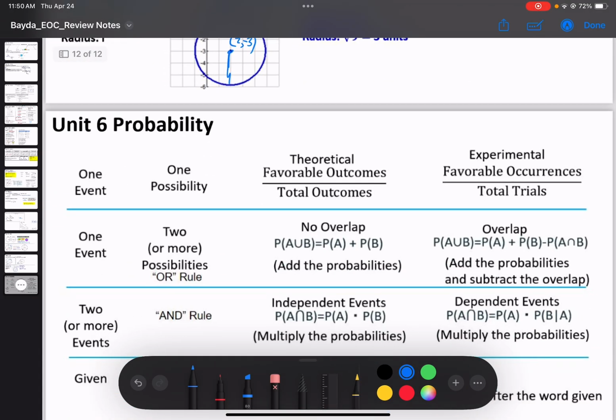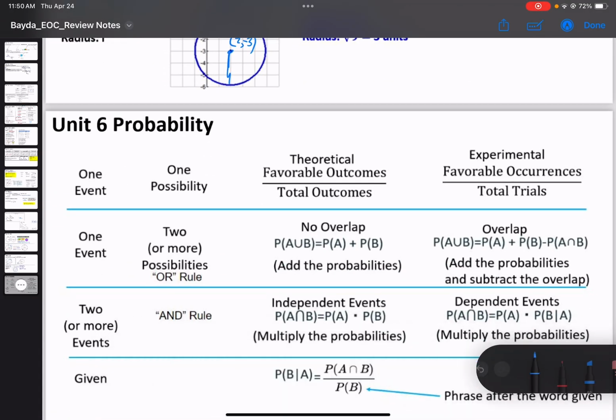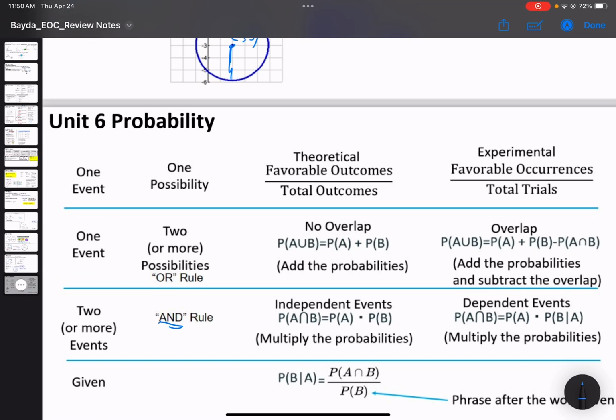With probability as well, the biggest things to remember are you want to know the difference between and or. If you have 2 or more events and you are saying and, make sure you are multiplying those 2 probabilities as well. If one of the events depends on the other, make sure that second time you multiply, you're taking that into account. So you're doing the probability B given A is true.